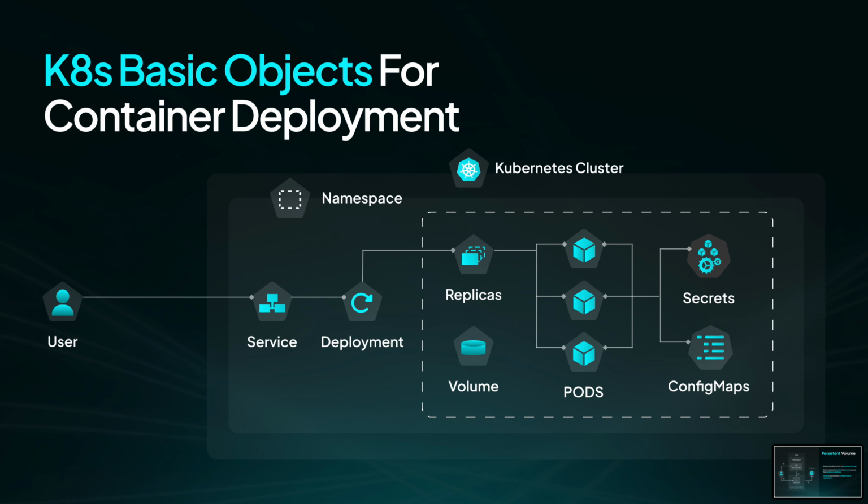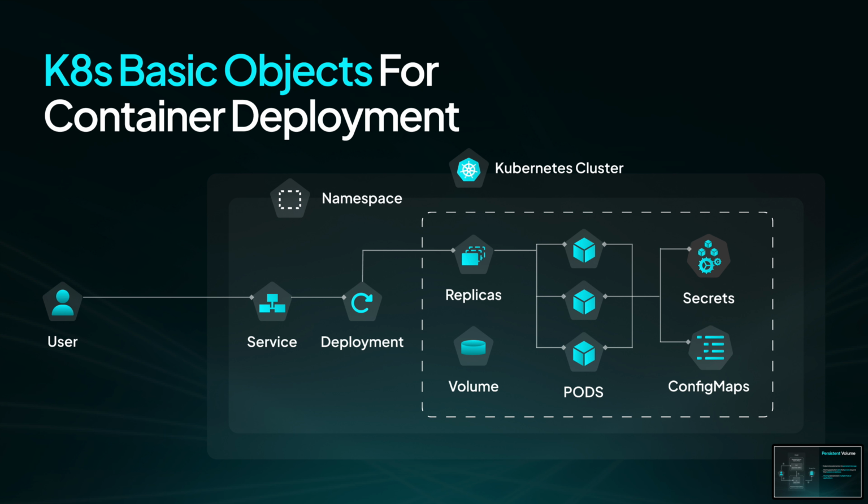For external access and stable communication, our service acts as a consistent front door to our pods, intelligently routing traffic to the healthy instances managed by the deployment and its replicas. Inside our pods, our applications need configuration and data. This is where config maps come in, providing non-sensitive configuration data, while secrets securely handle sensitive information like passwords and API keys. Both config maps and secrets can be consumed by pods as environment variables or mounted files.